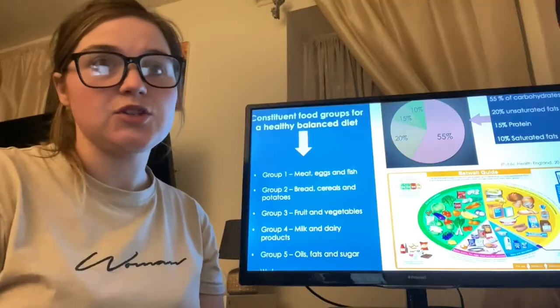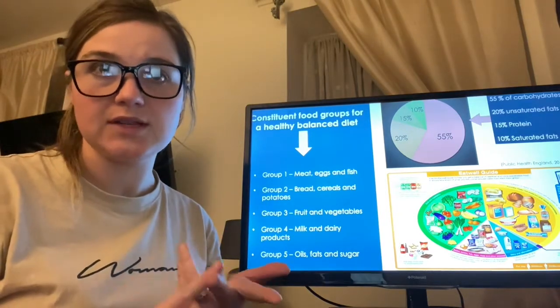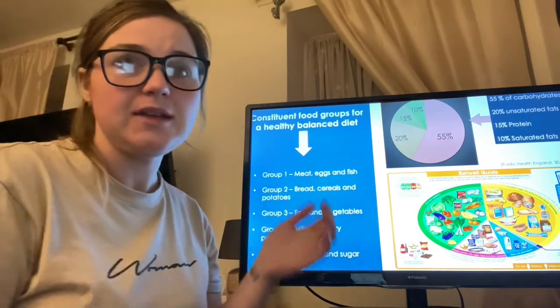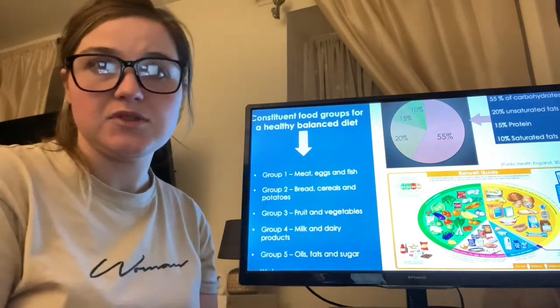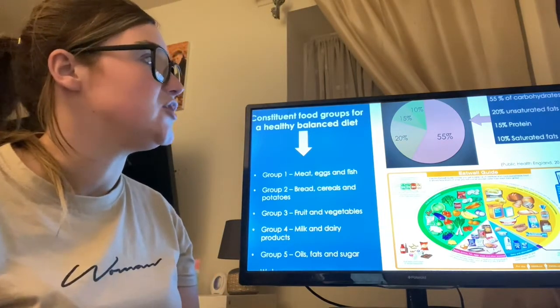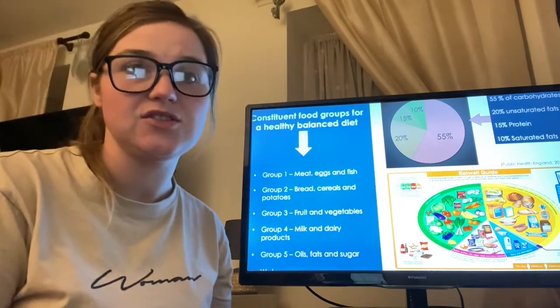Moving on to constituent food groups, a balanced diet consists of essential nutrients such as carbohydrates, proteins, fats, vitamins, minerals, and water. If you see the diagram here, this is the National Food Guide and the government's recommendations for a healthy diet, consisting of 55% carbohydrates, 20% unsaturated fats, 15% protein, and 10% unsaturated fats.